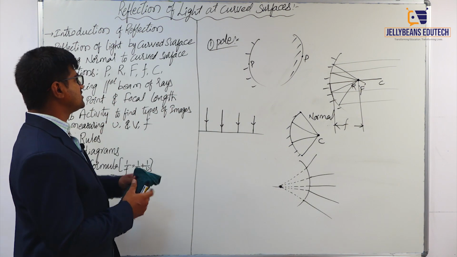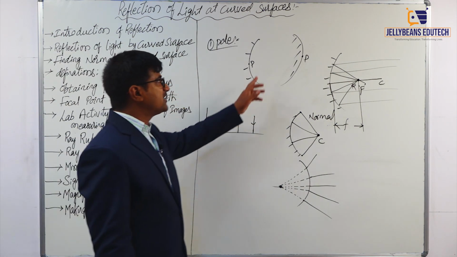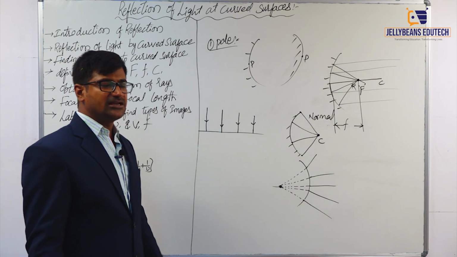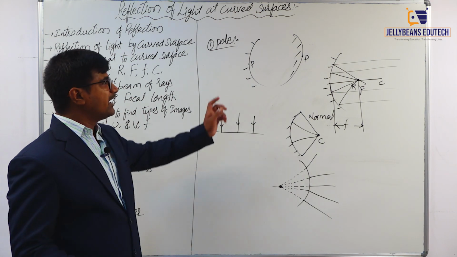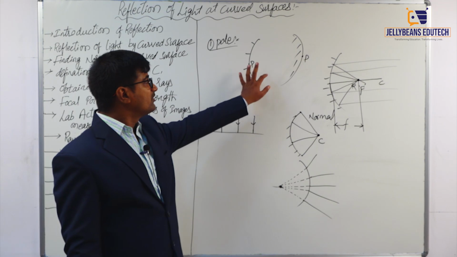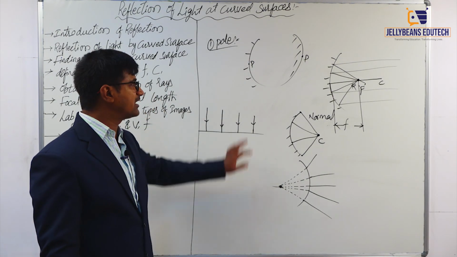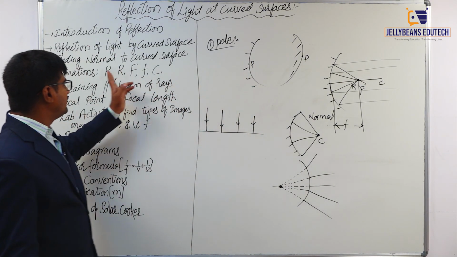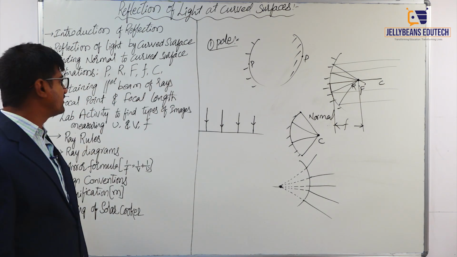And center of curvature. If we consider a curved surface, it is an imaginary point that is the center of the spherical surface from which we consider the curved surface. In this way we describe the center of curvature.